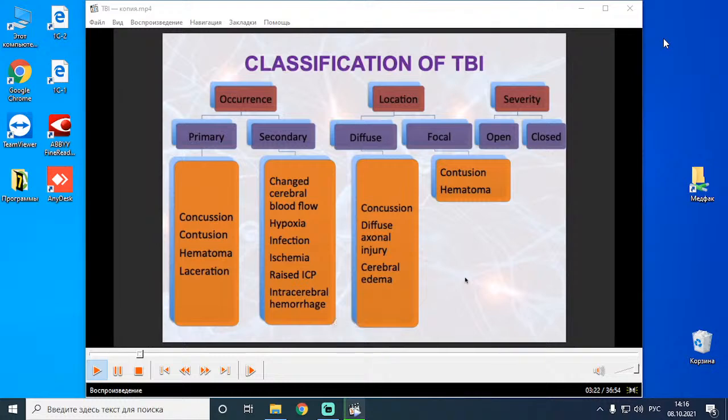Classification of traumatic brain injury. First, according to occurrence: primary and secondary; according to location: diffuse and focal; according to severity: open and closed. Primary TBI: concussion, contusion, hematoma, laceration. Secondary TBI: changed cerebral blood flow, hypoxia, infection, ischemia, raised ICP, intracerebral hemorrhage. Diffuse TBI: concussion, diffuse axonal injury, cerebral edema. And focal TBI: contusion, hematoma.